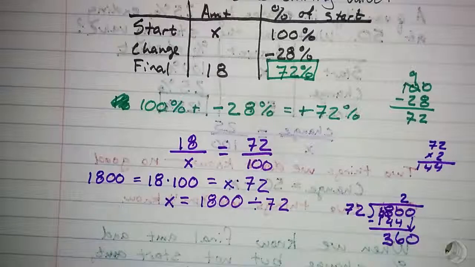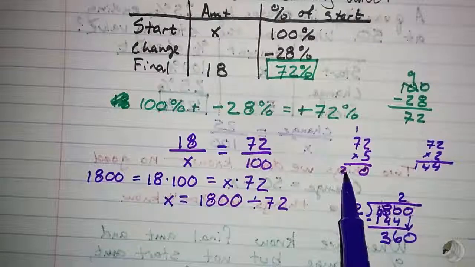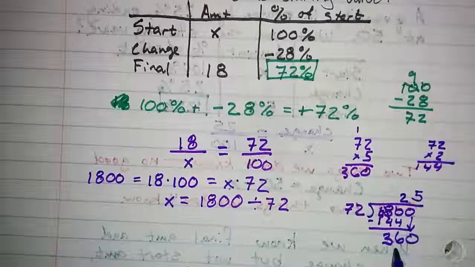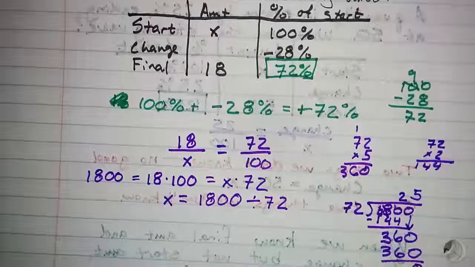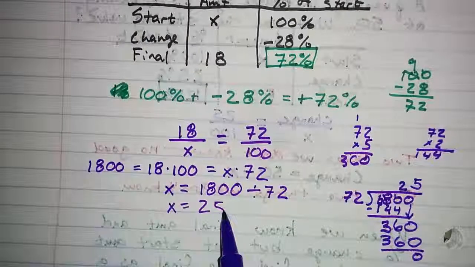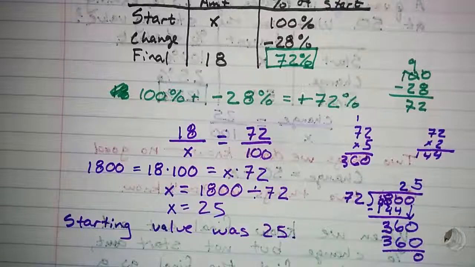Let's see, 72 goes into 360. Let's try 5. 10, 35, 36. Oh, nice. Nothing left over. So my x is 25. That is, the starting value was 25.